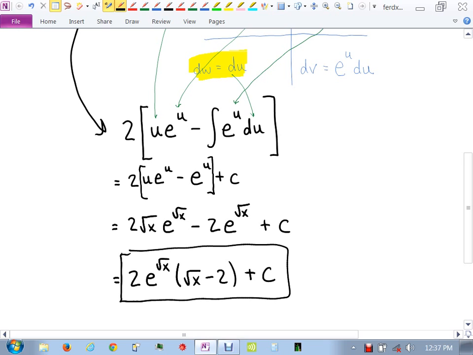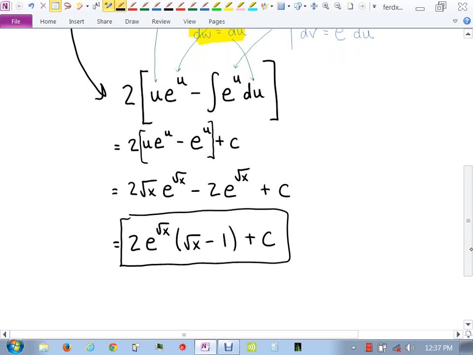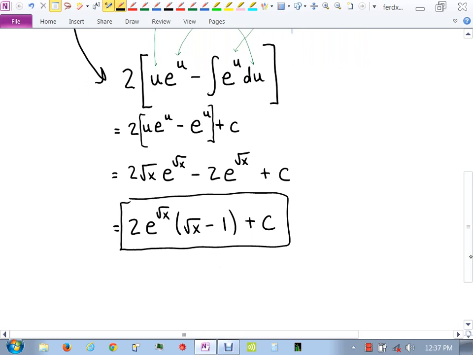Minus, what's that? Where's minus 1? Oh yeah, why did I put 2? Square root of x minus 1, thank you. You could leave the 2 out, yeah.